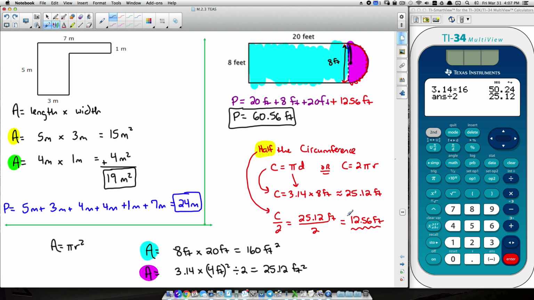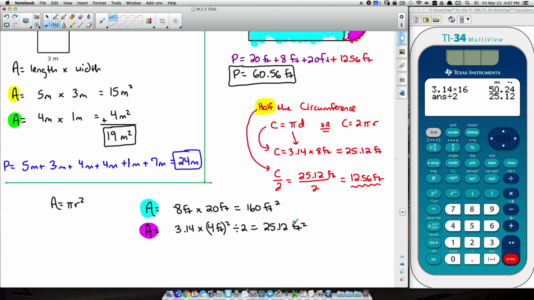Circumference and area, there's 2 different formulas. There's 2 different ways of finding them. Don't think there's ever going to be a real strong relationship where you're always going to get the same number somehow. No, that's not the case.